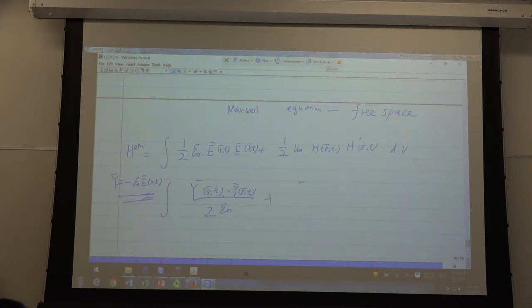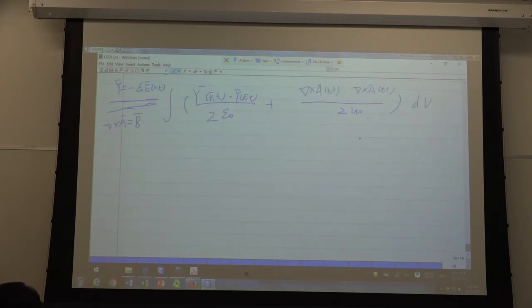Then I change to use the vector potential. Del cross A, the vector potential, is the B field. Del cross A just equals the B field. It's just a change of variable.